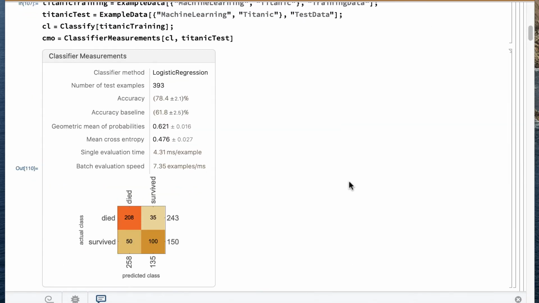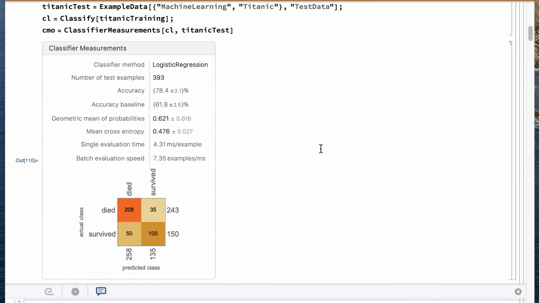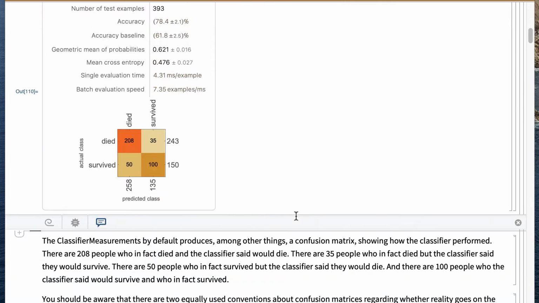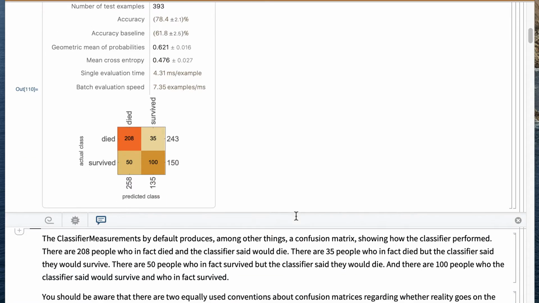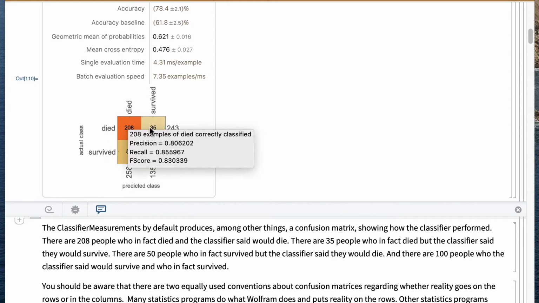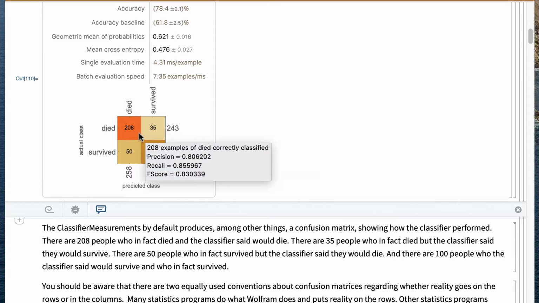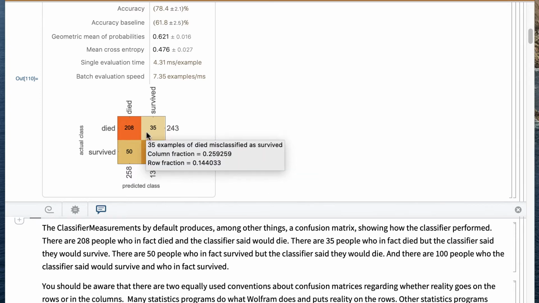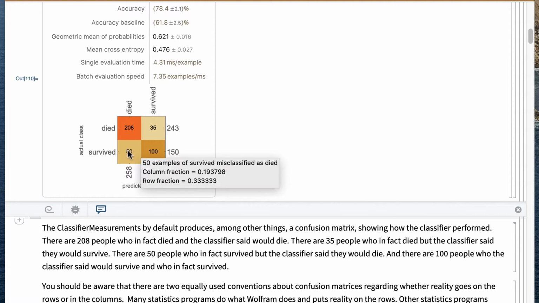we're done, and we have a classifier measurements object, and you can see the built-in short form representation of the classifier measurements object actually contains a confusion matrix in it. So what do we see? We see that there are 208 people who in fact died, and the classifier said they were going to die. We get 35 people who in fact died, but the classifier thought they would survive.